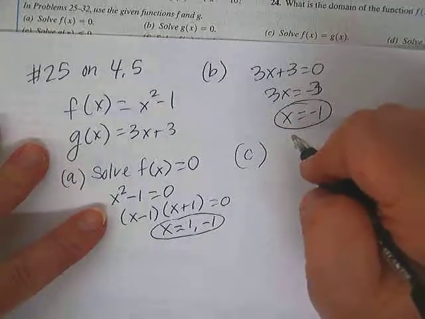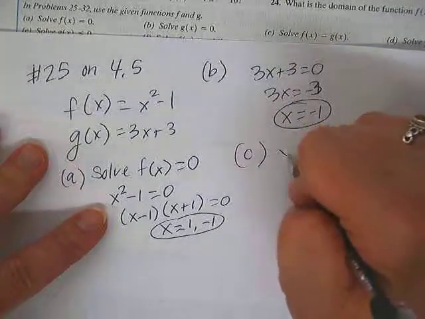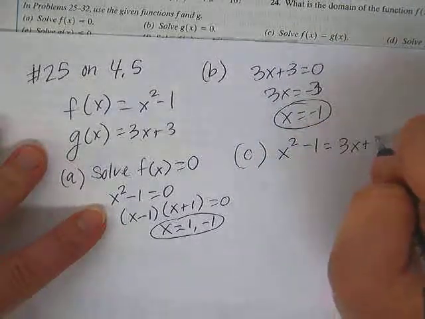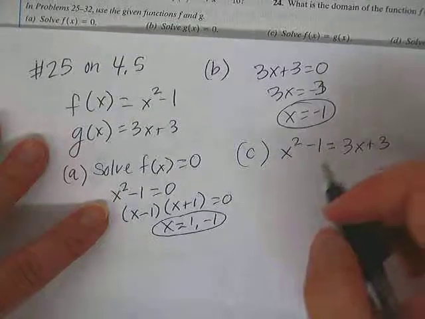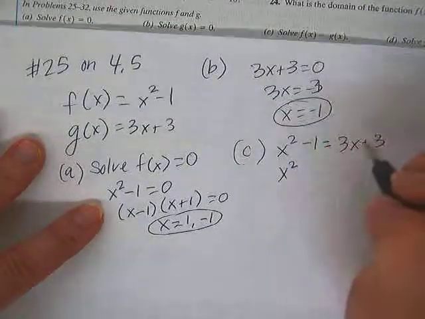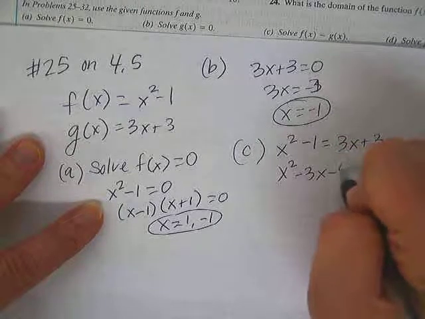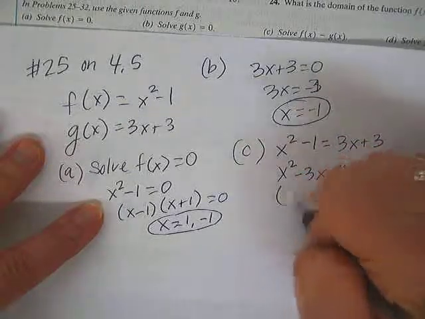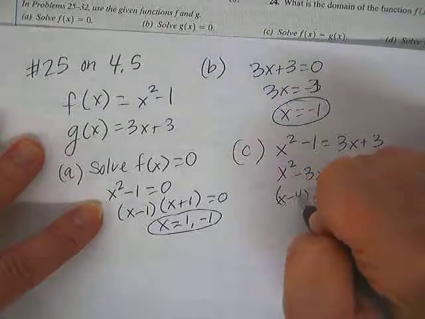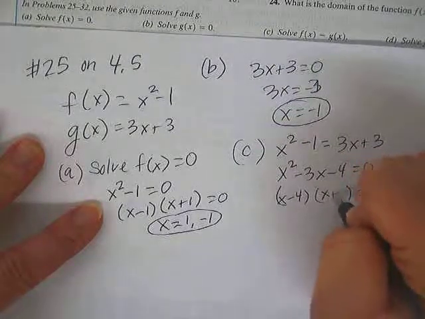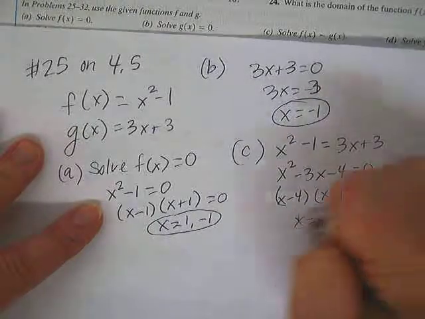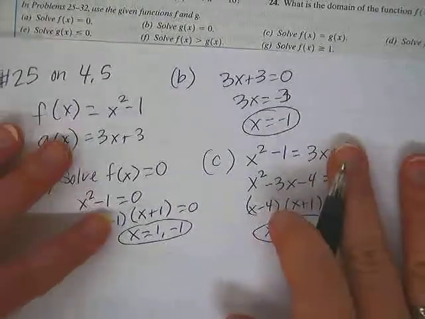C says solve for f of x equals g of x. So f of x is x squared minus 1. G of x is 3x plus 3. It's a quadratic, so let's get everything on the same side. X squared minus 3x minus 4 equals 0. I'm going to go ahead and solve by factoring. So x minus 4 and x plus 1. Does that work? So our solutions are positive 4 and negative 1.